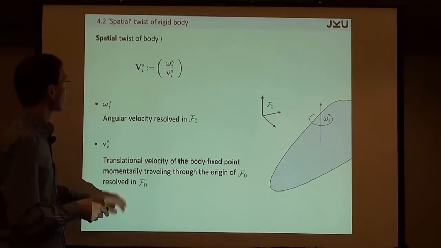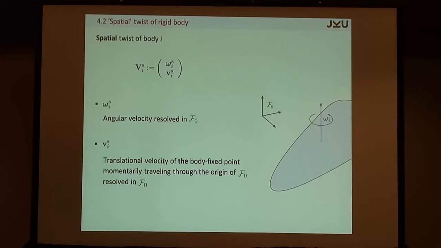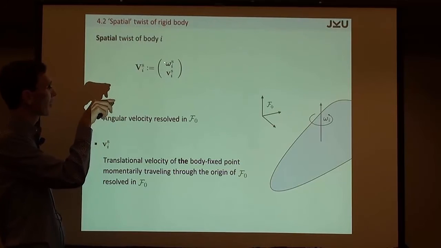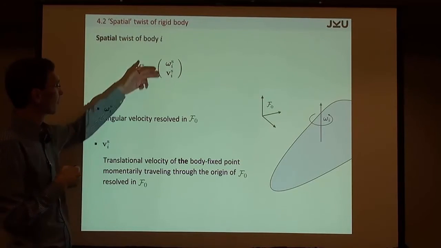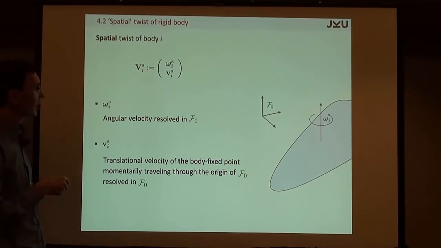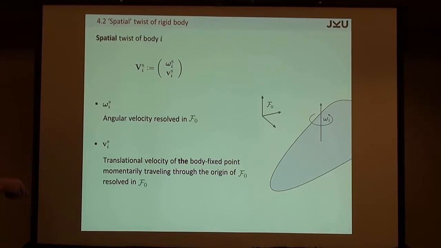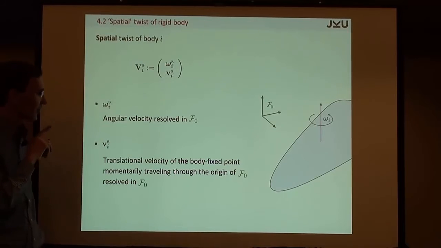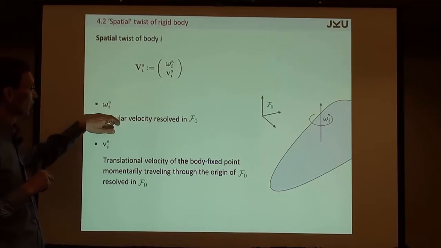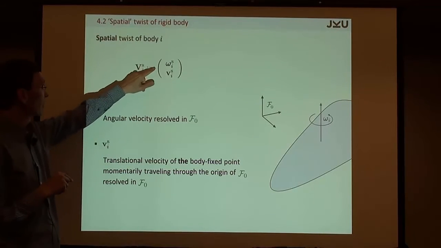Okay, good. And we like to use the space-fixed or spatial twist. What is this? Again, this is a 6-tuple, so we have a 6-vector. The first three are the angular velocity of the body, and the second 3-vector is the translational velocity, or just the velocity of the origin of the frame. Now this is interesting because not everybody is familiar with it, because it has a different definition.